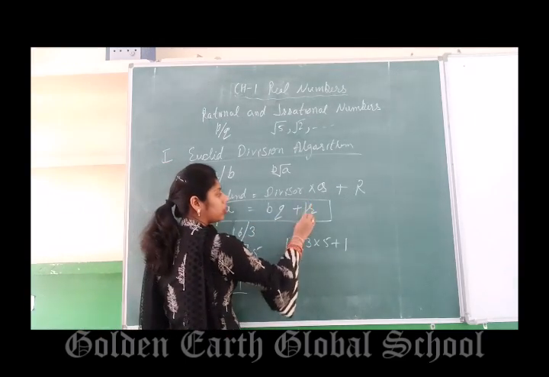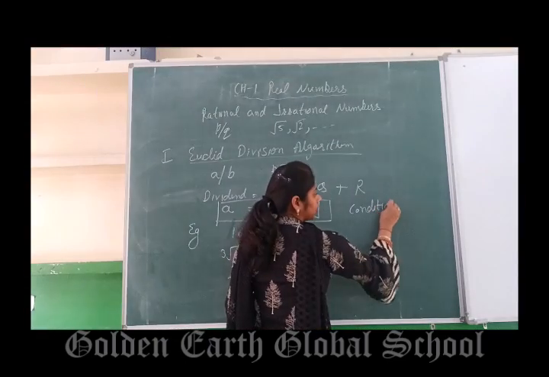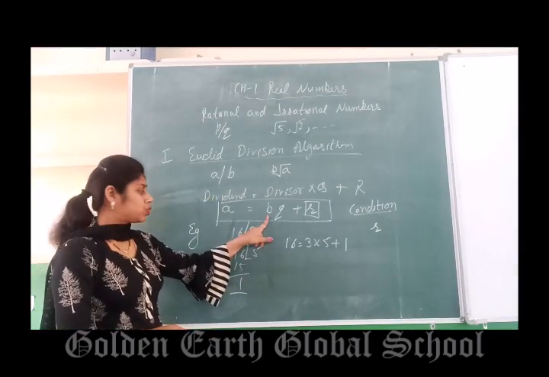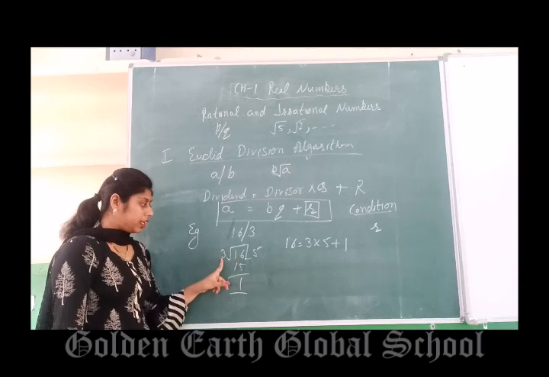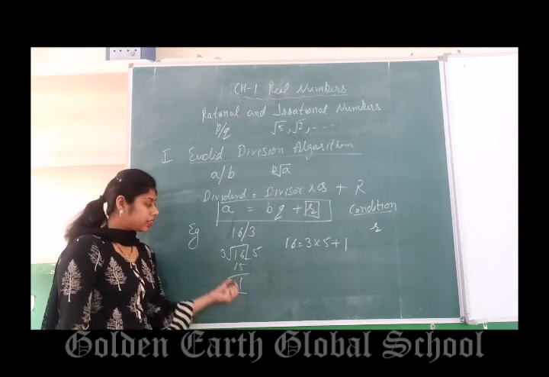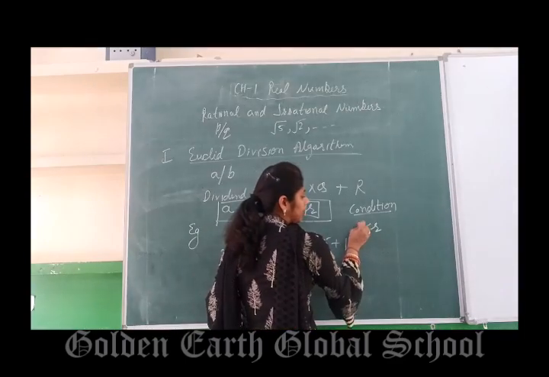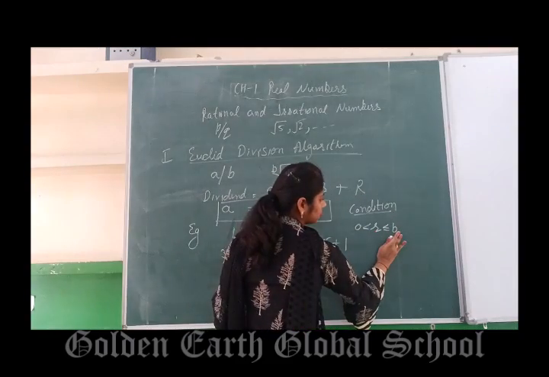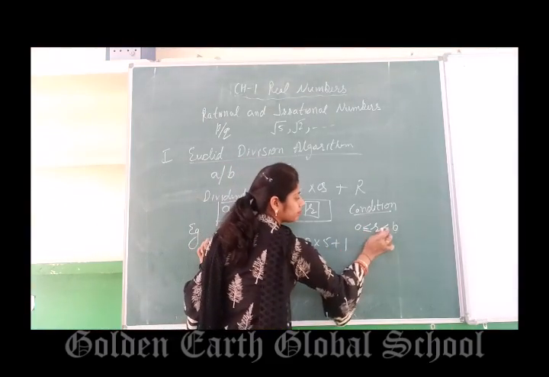Here is one condition on R. Remainder is always less than B. See, if you divide a number by 3, you get remainder either 0, 1 or 2, not 3, not more than 3. So the condition on R is R less than B.